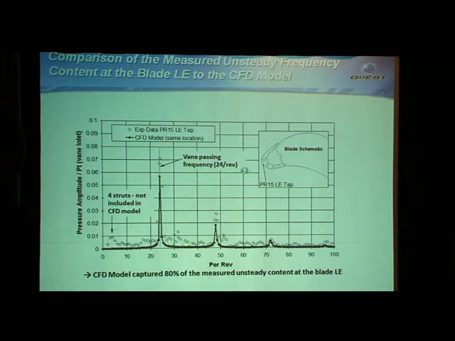The issue is that there are 4 struts, which are fairly far upstream, which were not included in our analysis model, and that count of 4 happens to be right on top of our vane count. So this additional amplitude here was what created the difference we saw here. So at the end of the day, we were fairly happy with what the model was predicting for unsteadiness at the leading edge of the airfoil.